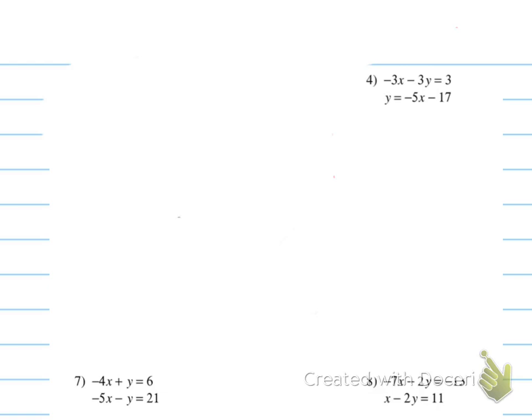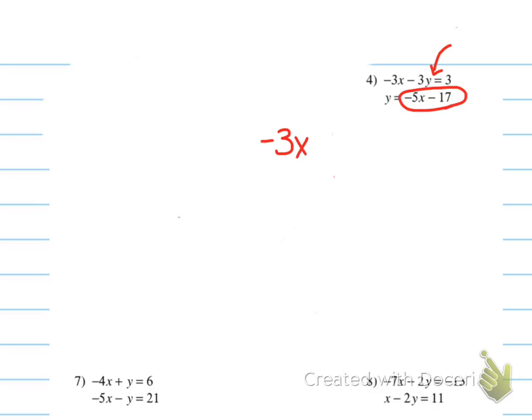Okay. Do we have a variable that's isolated? Yes, we do. Right here. The y value is isolated, and it's equal to negative 5x minus 17. That means anywhere that I see a y in the other equation, I can substitute the value of negative 5x minus 17 into it. Let's do it.